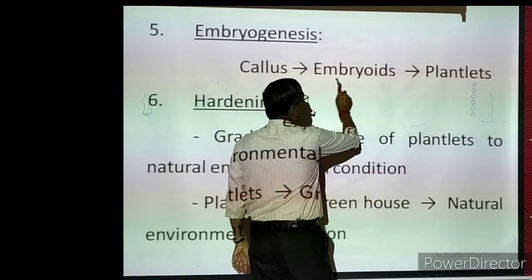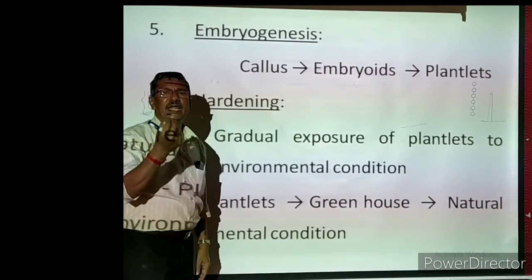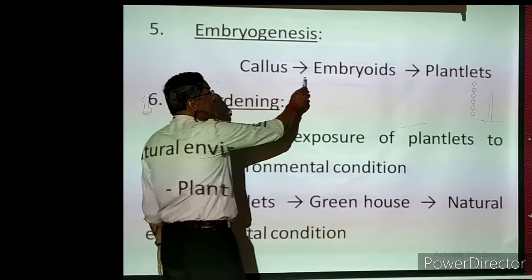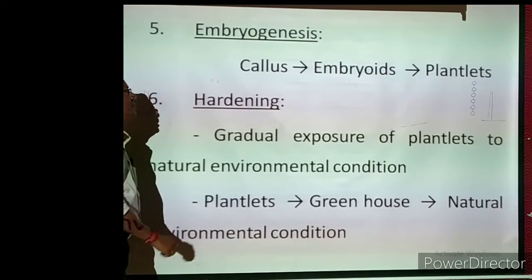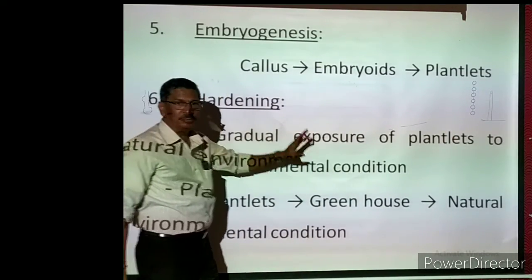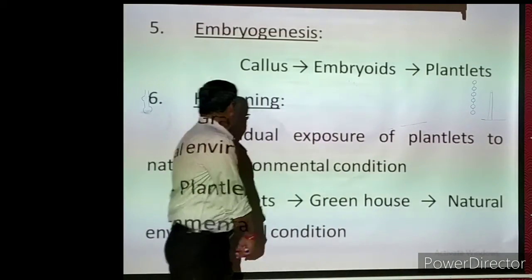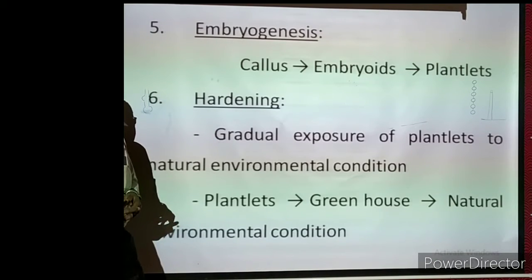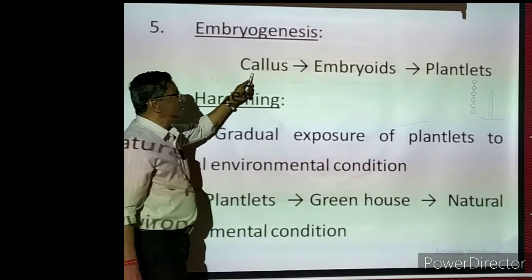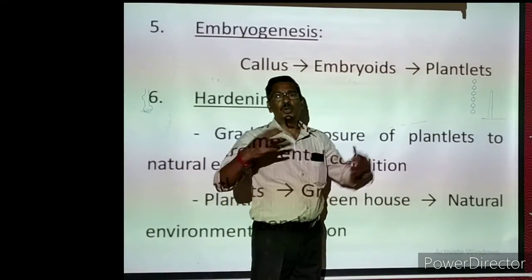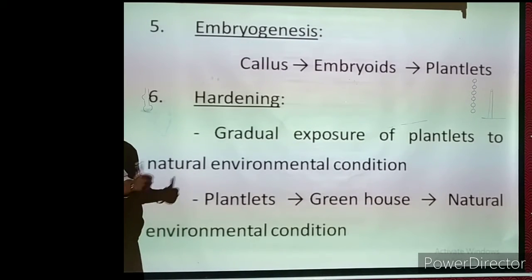Then each embryo is developing into one plantlet. Plantlet means a tiny plant. So here 10 embryoids are there, then 10 plants can be developed. So from one callus, minimum 10 plantlets, young plants, will be produced. Suppose from that one leaf we take about 15, 20 inoculum and 20 callus are produced. Each callus gives 10 plantlets, 20 into 10, 200 plants can be prepared from a single leaf. What I am telling is the minimum.